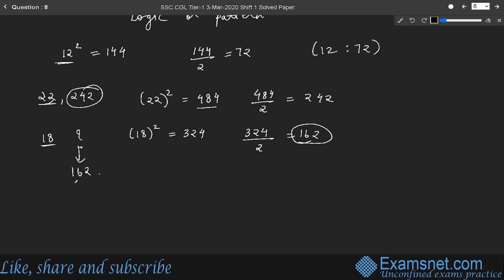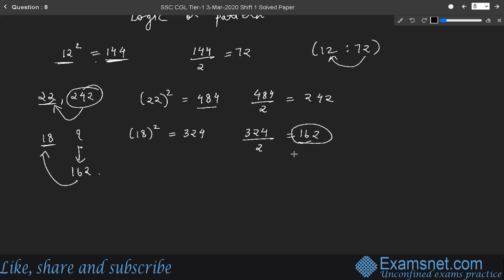And 162 is related to 18 in the same way as 72 is related to 12 and 242 is related to 22. All follow the same logic. Again, the logic is squaring the first term and dividing the answer by 2. Then you will get the second number.